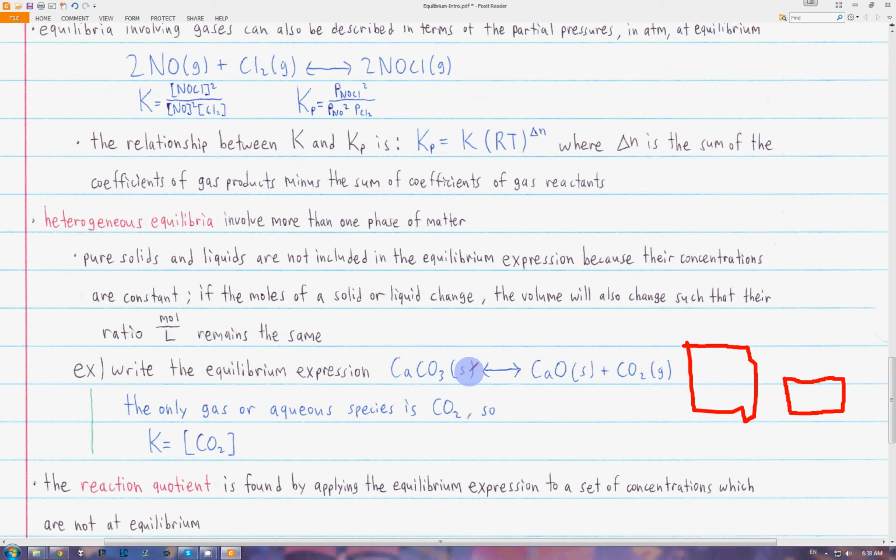So if we have this reaction, CaCO3 solid forms CaO plus CO2 gas. Since these two are solids, the equilibrium expression will only have CO2 in it.